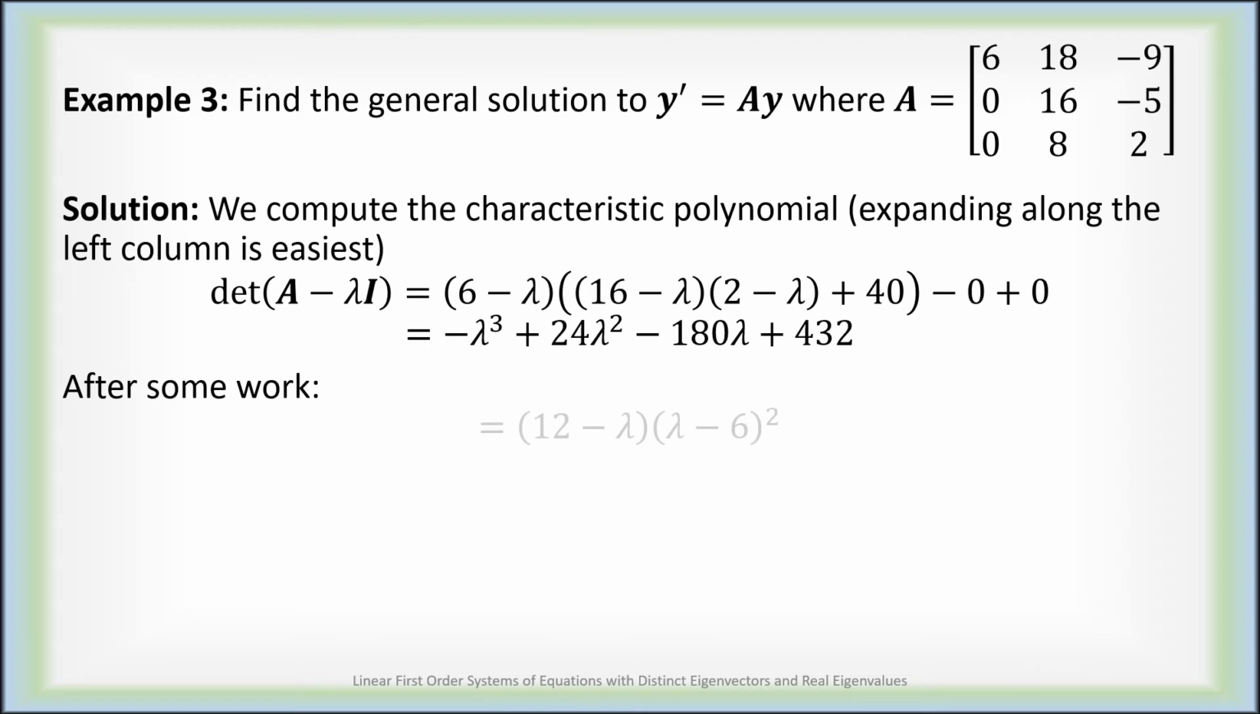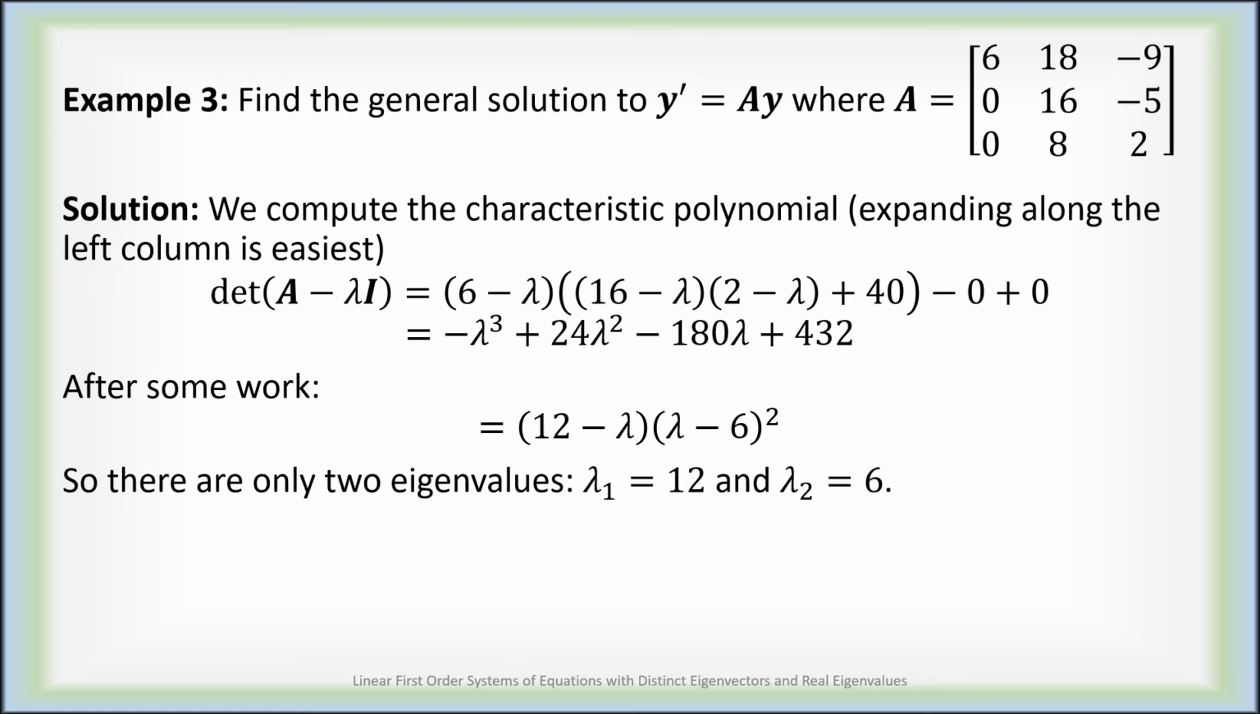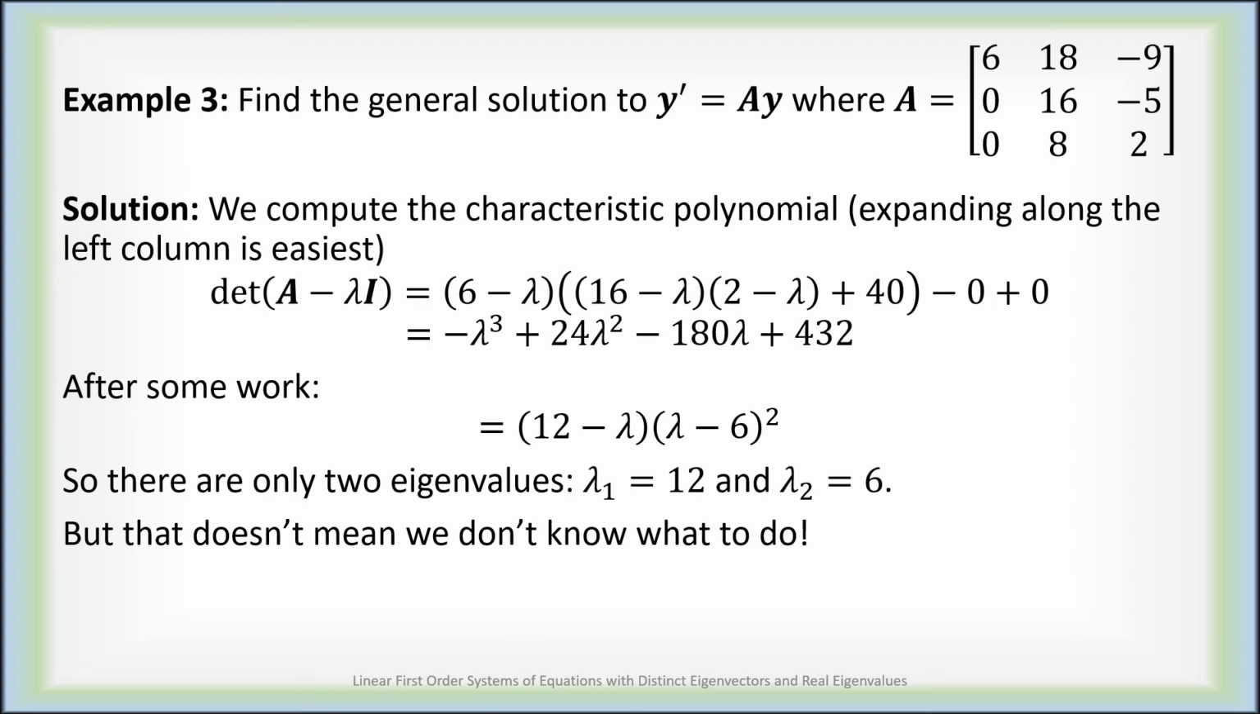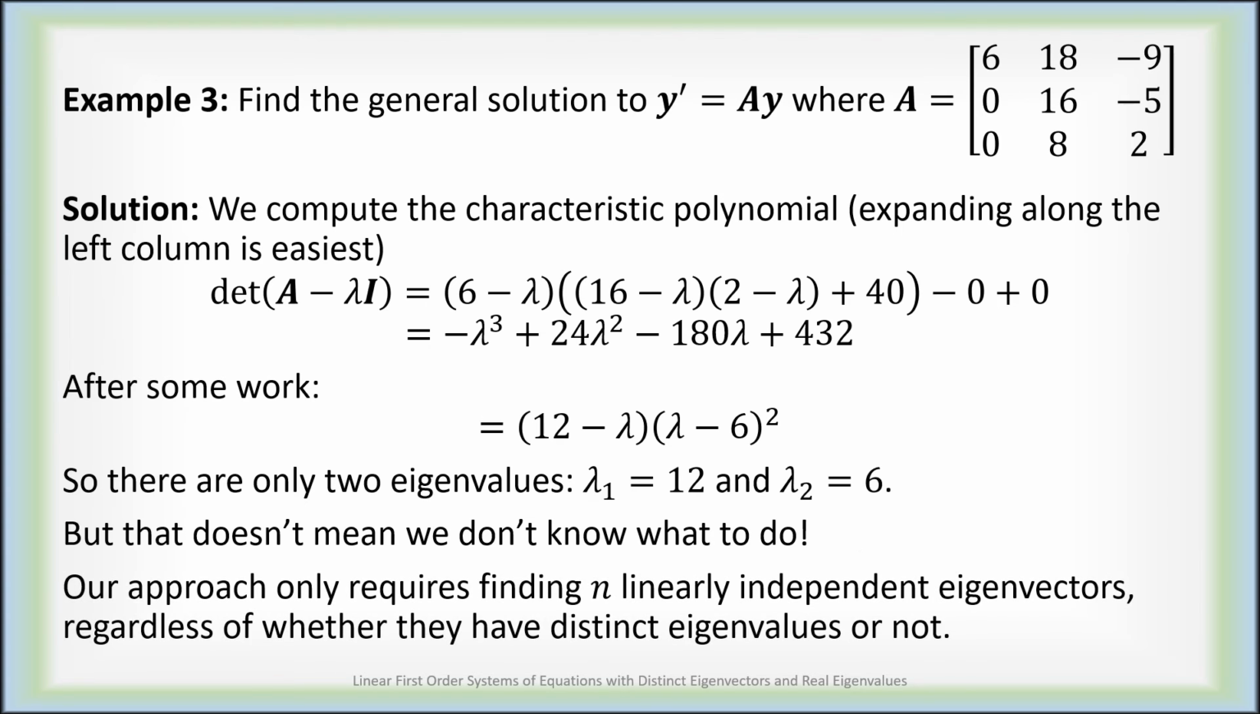Now, after some work, we can factor this cubic as (12 minus lambda) times (lambda minus 6) squared. So there are, in fact, only two eigenvalues, 12 and 6. We are, however, hoping for 3 linearly independent eigenvectors. It doesn't mean we don't know what to do. We're going to try doing all the same steps.